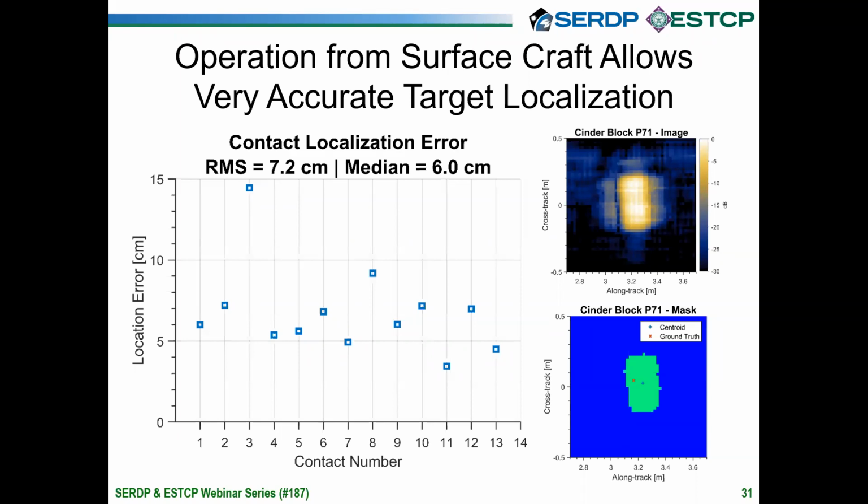Doing repeat passes over this target, in this case 13 passes, we can see that our RMS contact localization error is 7.2 centimeters, and our median is 6 centimeters. So to within an offset of less than 3 inches, we can localize the targets that are deployed in the lakes and test sites where we are testing this sonar system. We have the ability to provide absolute localization in latitude and longitude to something smaller than the width of the head of a shovel.